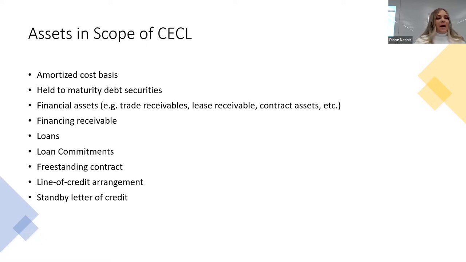Okay, so let's talk about what assets are in scope. Any asset that is being booked at amortized cost basis: your held to maturity debt securities, financial assets such as your trade receivables, lease receivables, contract assets, et cetera. Any financing receivables, loans with unrelated parties, loan commitments, free-standing contracts, any line of credit arrangements, and standby letters of credit. Okay, so those are the main categories of assets that are in scope.